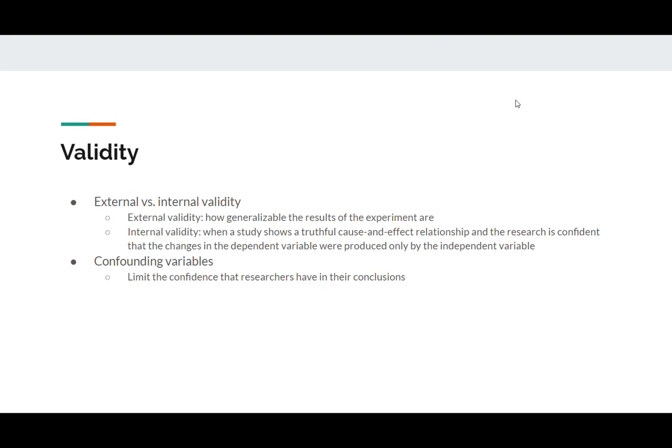And then we have internal validity. It is when a study shows a truthful cause and effect relationship, and the researcher is confident that the changes in the dependent variable were produced only by the independent variable, which means that there is no influence from confounding variables, which limit the researcher's confidence in whether their experiment is precise. A confounding variable hurts the internal validity because it creates lower confidence in the research conclusion, as I just said.